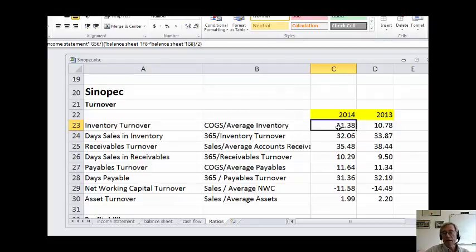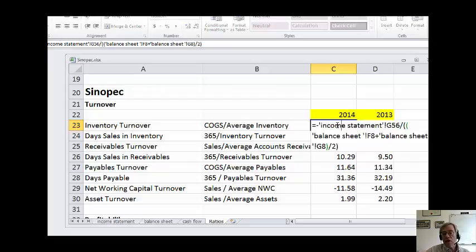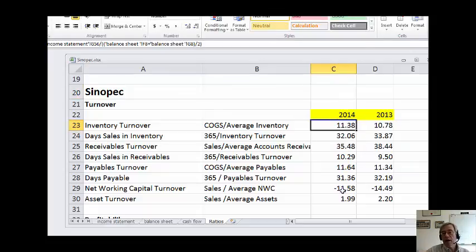Sinopec's inventory turnover is 11.38 times. So that means if you take the cost of goods sold and you divide it by the average inventory, you'll come out with the number 11.38. We can express that in terms of days sales in inventory. Days sales in inventory is simply the reciprocal of the inventory turnover times 365 days. On average, its products are kept in inventory for 32 days.